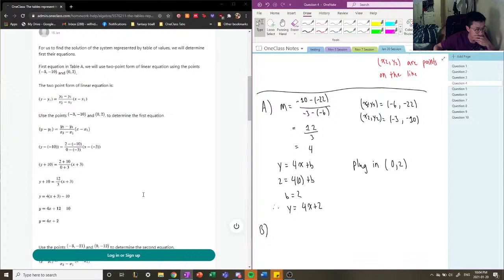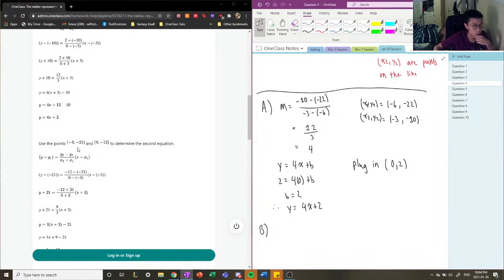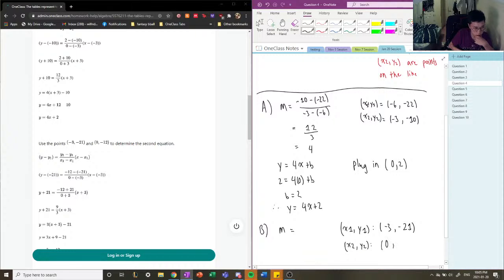Let's see if I can read it. Okay, so they have 2 points here, so we're going to use it. So for b, we're going to use the slope equation again, where x1 and y1 are -3 and -21, I believe, and where x2, y2 is 0 and -12. Okay, cool.